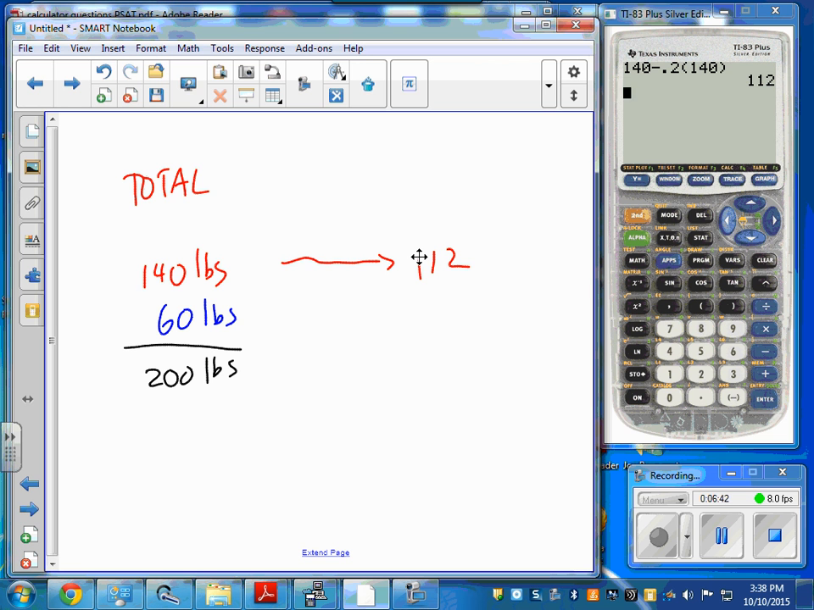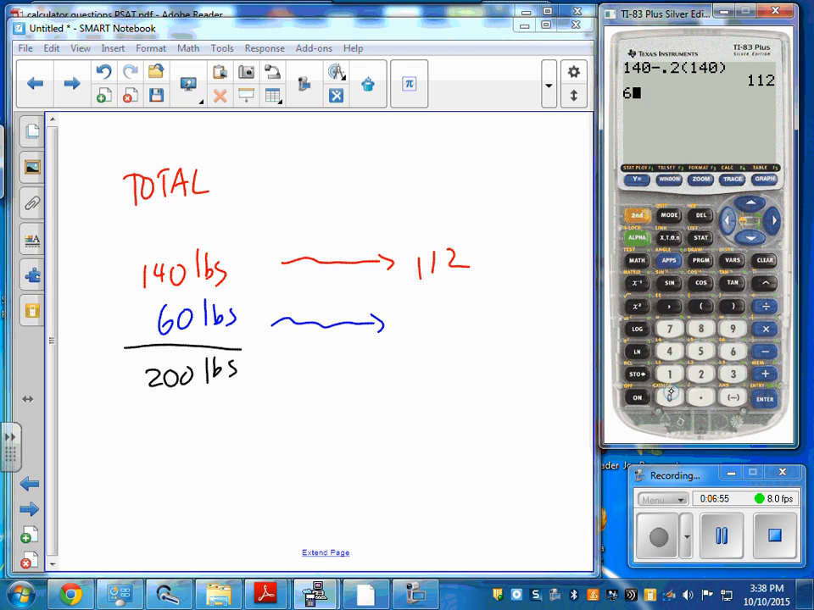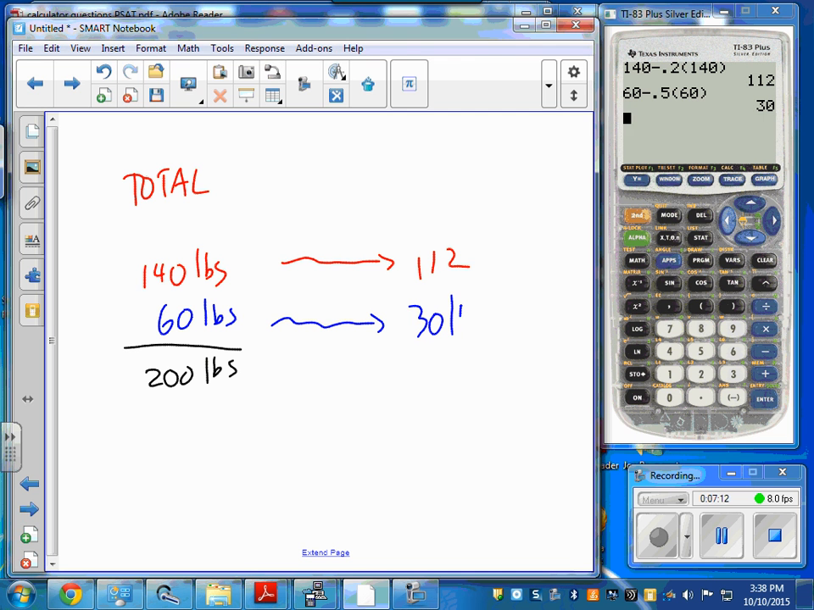And the blueberries or raspberries, they went down by 50%. Don't need my calculator for that. So 50%, let's say 60 pounds. We went down by half of 60. Half of 60 is 30, so 30 pounds over here. Okay, so for this year, our total was 142 pounds.